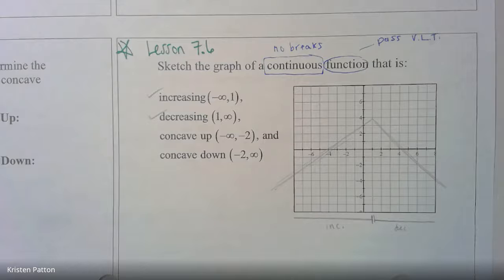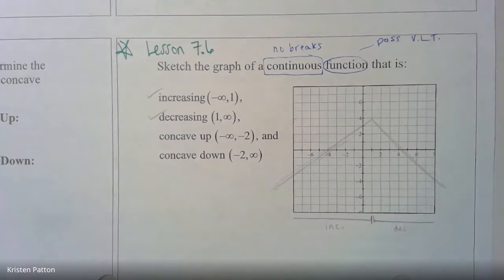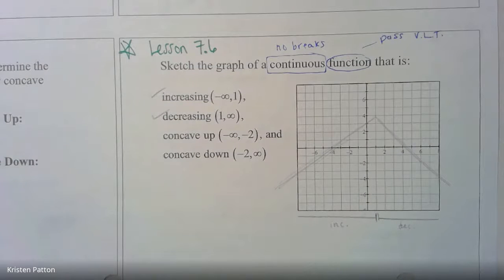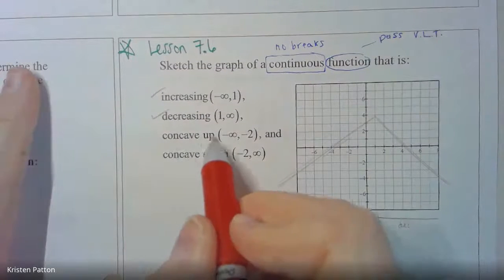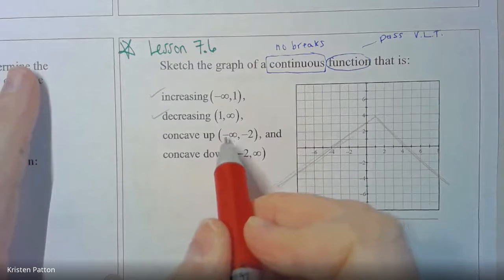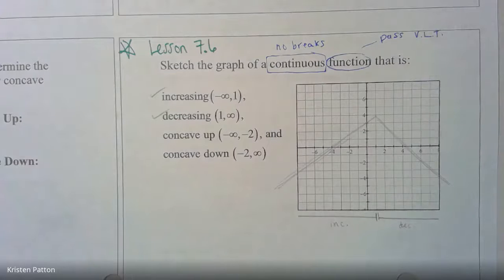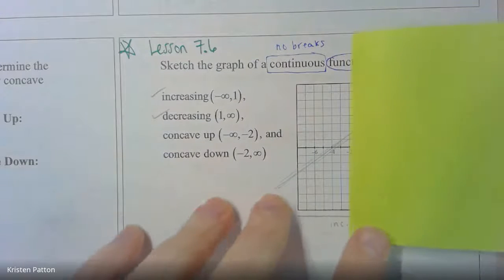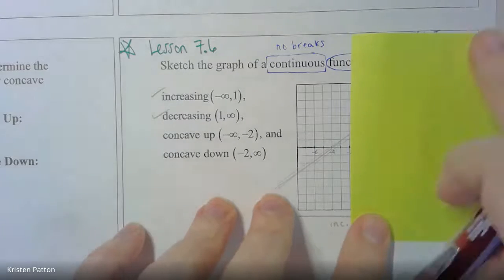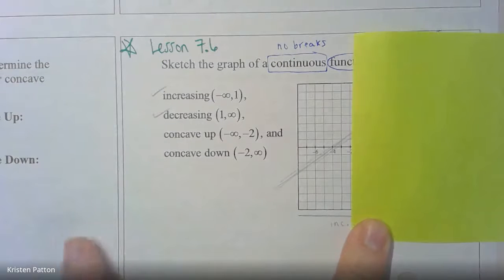But now is when I'm going to go in with my pen so you can see it a little bit brighter. And now I'm going to talk about how it curves. They want me to be concave up from negative infinity to negative 2. So here I'm going to grab a Post-it note. From negative infinity to negative 2, they want this graph to be concave up.